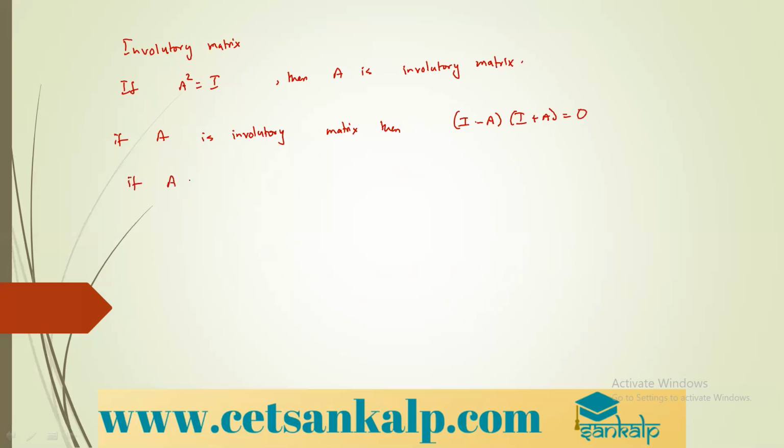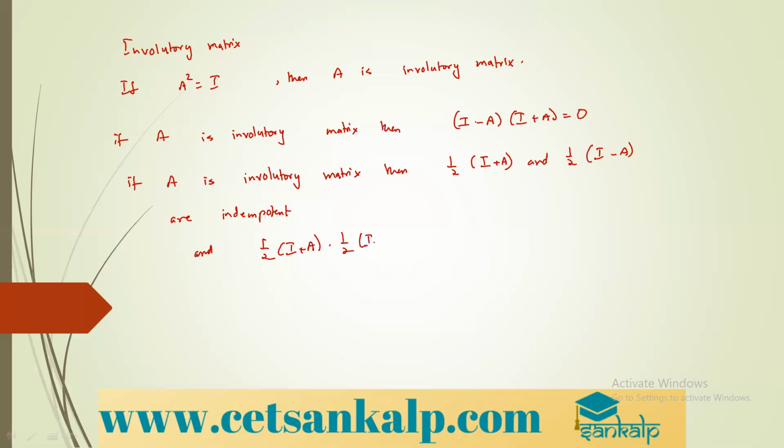Similarly, if A is an involutory matrix, then 1 by 2 into I plus A and 1 by 2 into I minus A are idempotent, and 1 by 2 into I plus A into 1 by 2 into I minus A will be equal to matrix A.